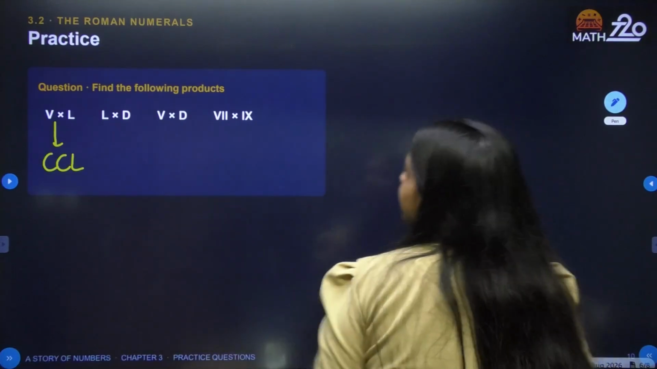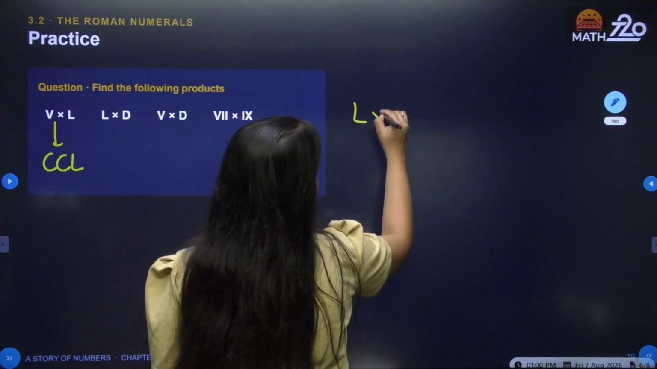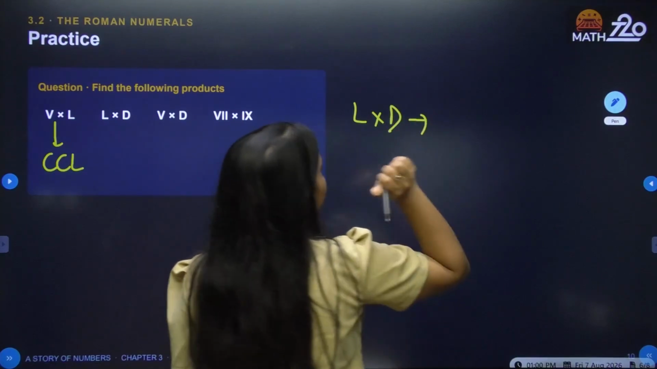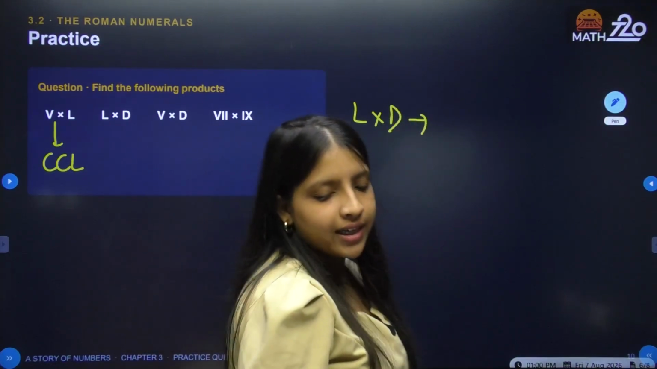Let's talk about the next part, that is L into D. Try to solve this question in next 30 seconds.